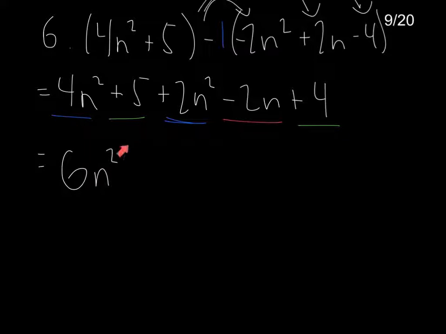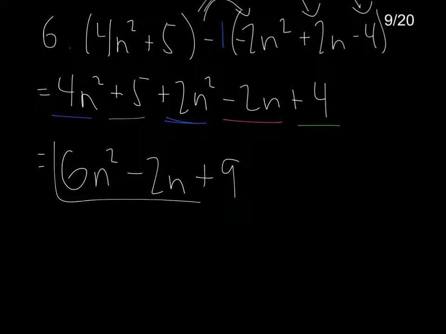The next highest degree would be over here. That's the first degree, right, because that's the first power. So negative 2n would be next, so minus 2n. And then last would be the 0 degree, 5 and 4. 5 plus 4 makes 9. There's our expression, 6n squared minus 2n plus 9. We're going to do number 7 next.